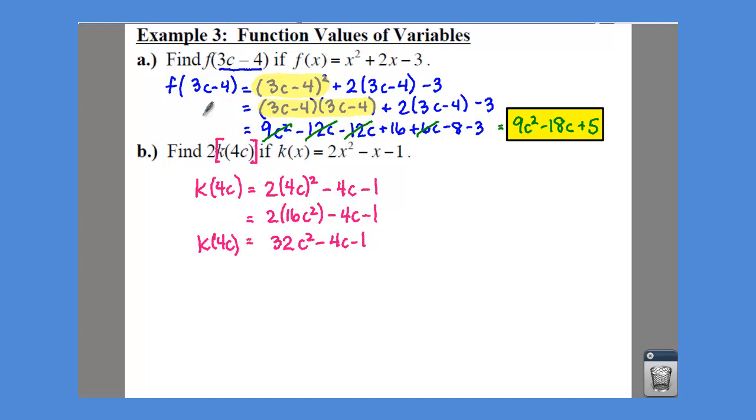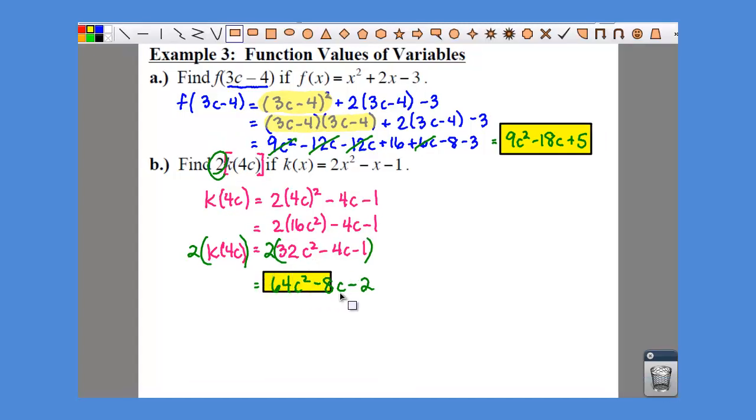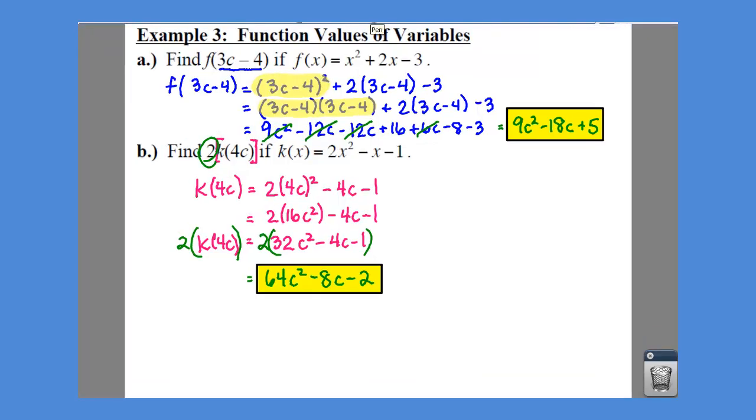Now we're not totally done yet because we have to remember our 2 out front. So all you're doing is you're just going to take this expression. If you multiply this by 2, that means you're going to have to multiply this by 2. Well, that's not too bad. 2 times a 32 is just a 64c squared. 2 times a negative 4c is negative 8c. And 2 times a negative 1 is a negative 2. There, you have simplified one of the toughest functions you will ever see in your life. I hope you enjoyed it.